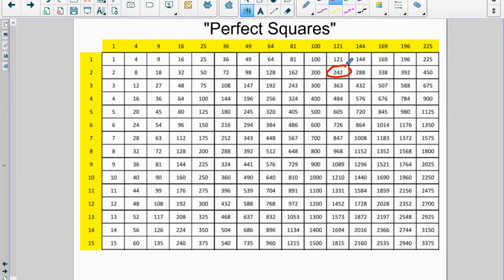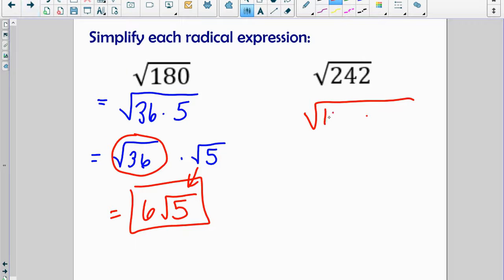It is the result of 121 times 2. 121 is 11 times 11. All right, that's my perfect square. So 121 times 2. I always like to put my perfect square first when I do this, because when I split things up, when I use that product property, I know that this is the one that I can simplify.